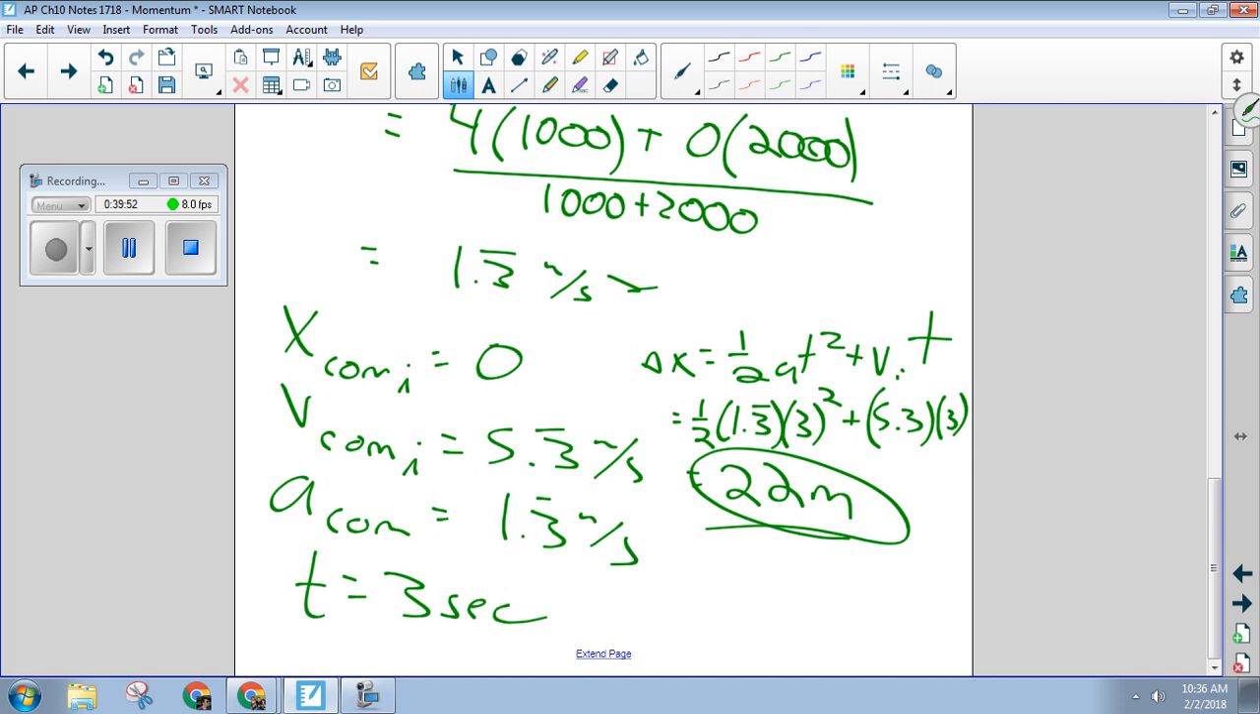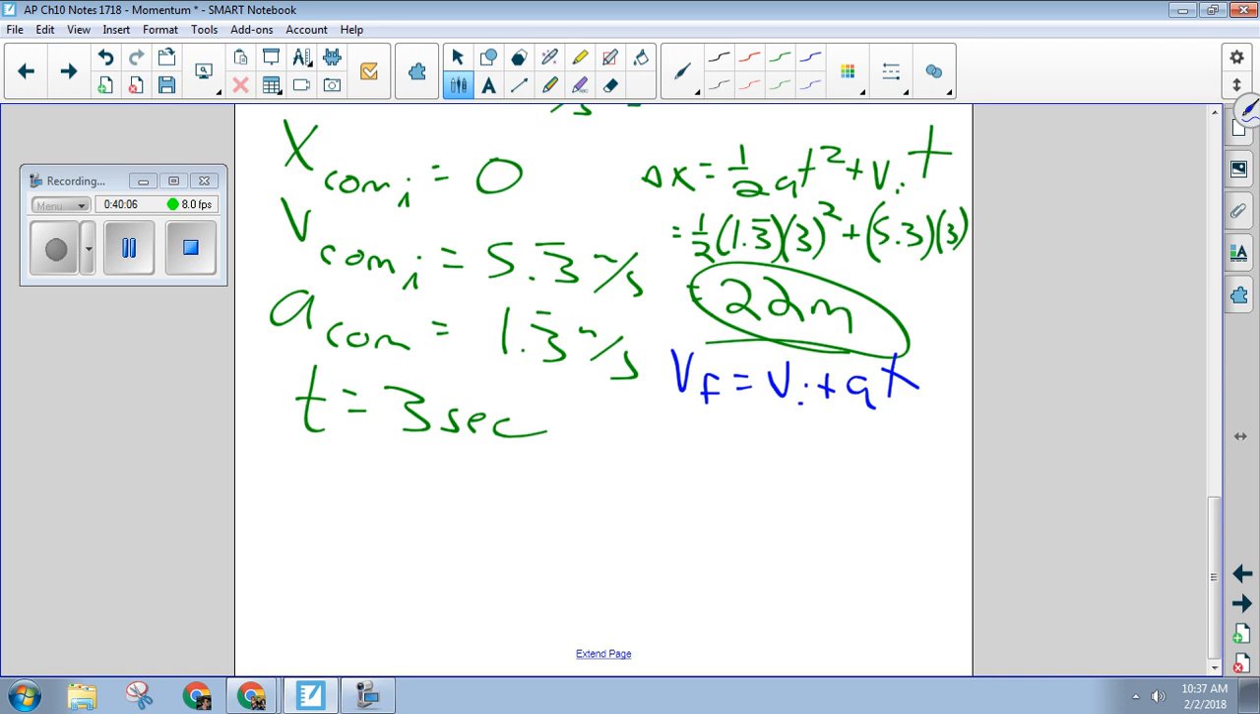Follow you guys? All right, and the next question says, what's the velocity of the center of mass? So now you just do VF equals VI plus AT. So our initial velocity was 5.3, our acceleration is 1.3, the time is 3, so you're going to get 9.3.